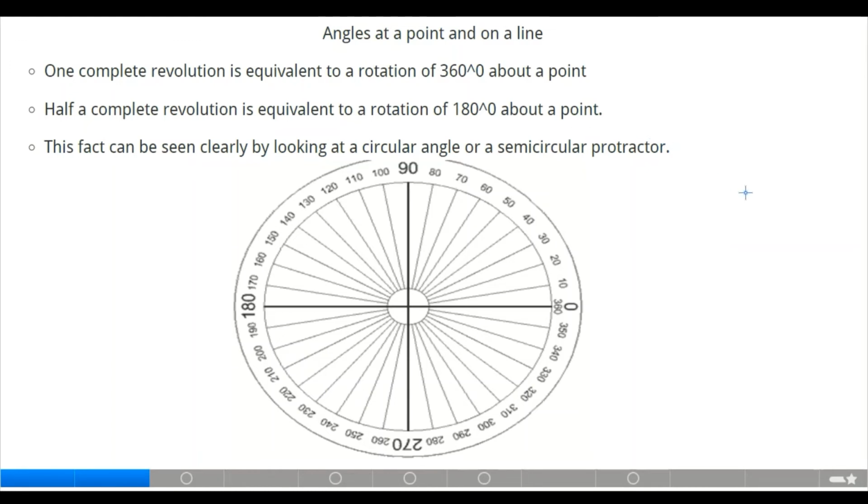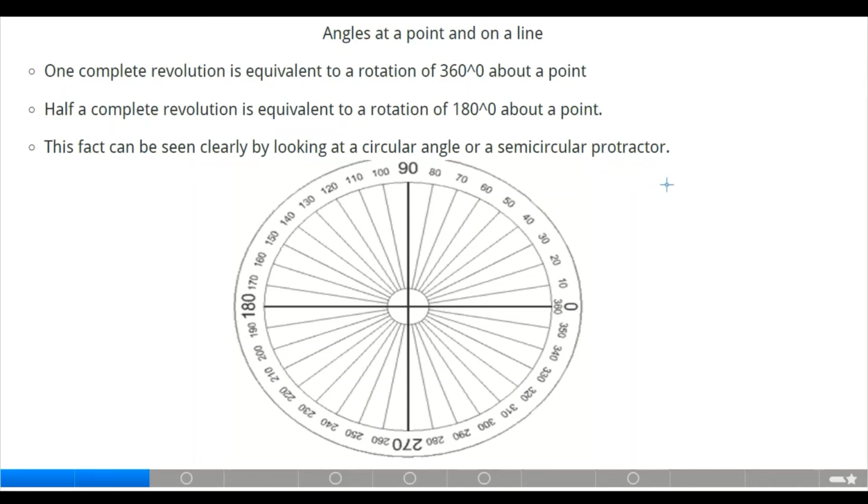One complete revolution is equivalent to a rotation of 360 degrees about a point, and half a complete revolution is equivalent to a rotation of 180 degrees about a point. The fact can be clearly seen by looking at a circular angle or a semicircle protractor, and that is what we're going to be looking at.